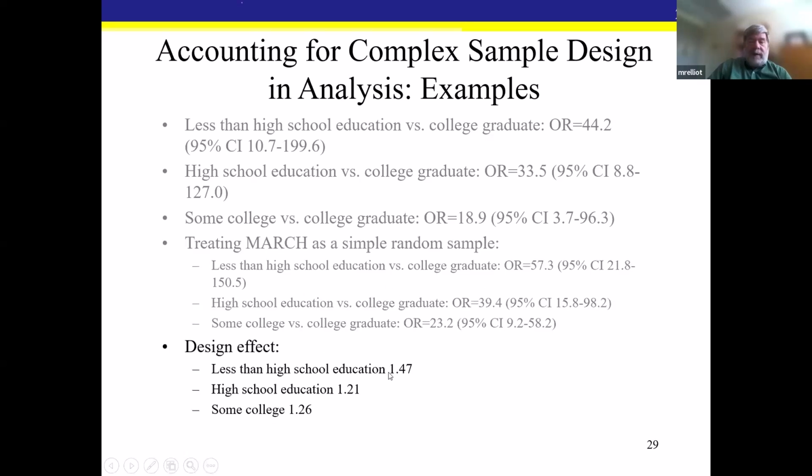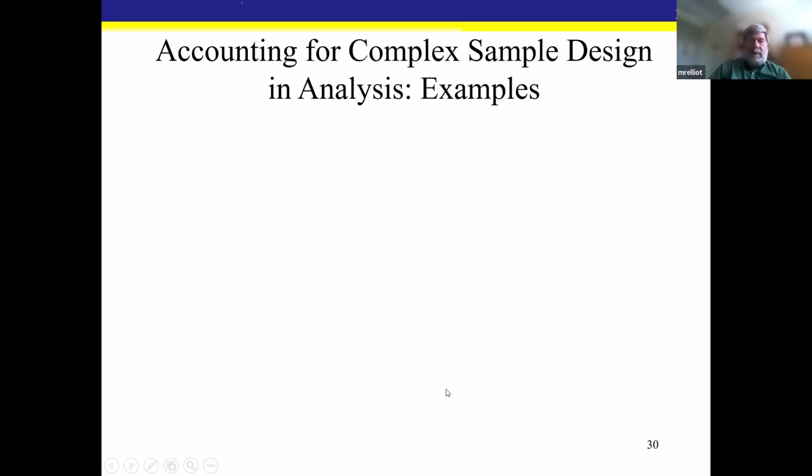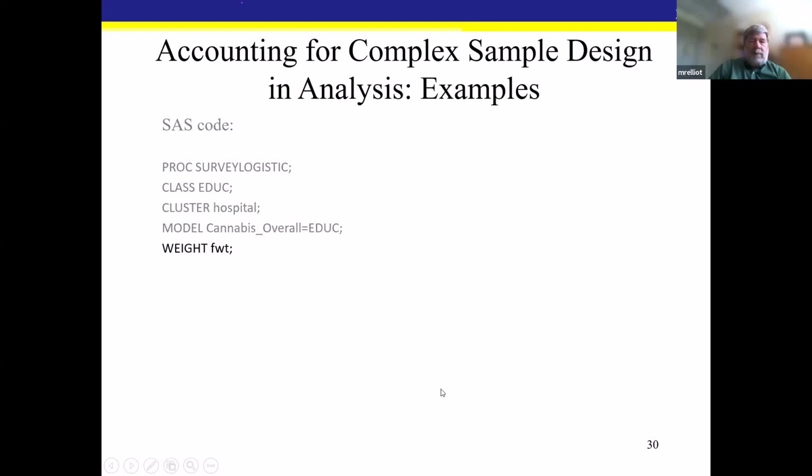And in particular, if I want to compute the design effects, now I have design effects that are greater than one, right? So effectively, an effective sample size that now may be in the upper three digits or the very low four digits for these effects. Still significant. SAS code, pretty much the same. I just use survey logistic now. If I want to use education as a categorical variable, I have to use the class function, the same clustering and weights.